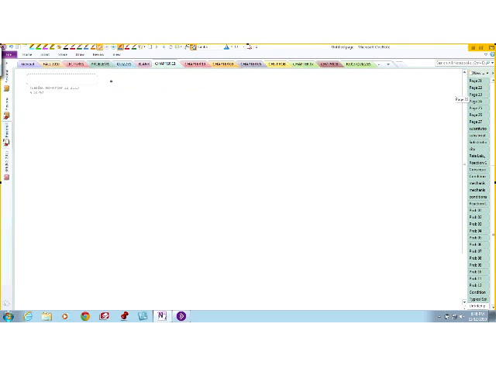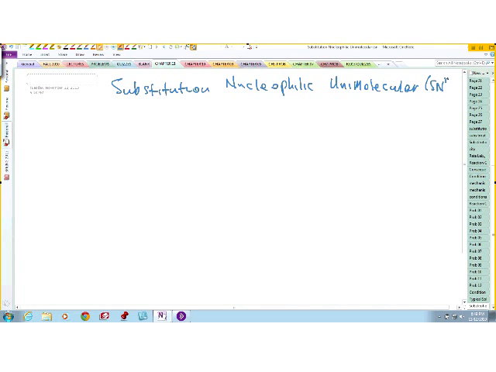And let us take a look at what we call the substitution, nucleophilic, unimolecular, which we refer to as SN1 reaction.